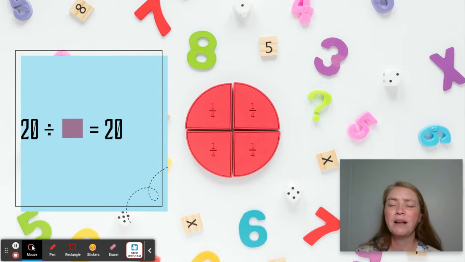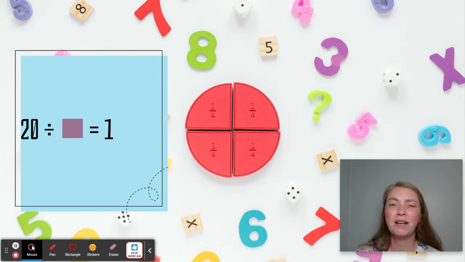20 divided by what number will give us 20? The answer here is 1. Great job. 20 divided by what number will give us 10? The answer in this question is 2. 20 divided by what number will give us 5? The answer is 4.